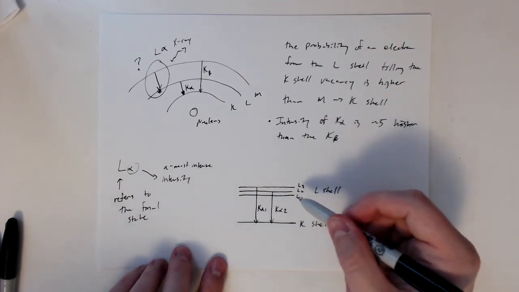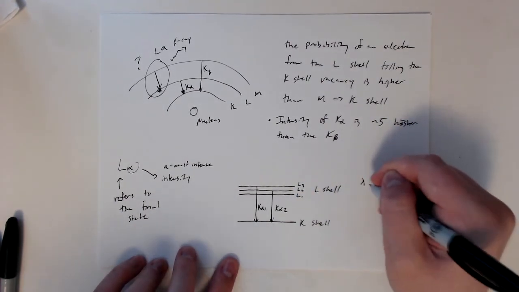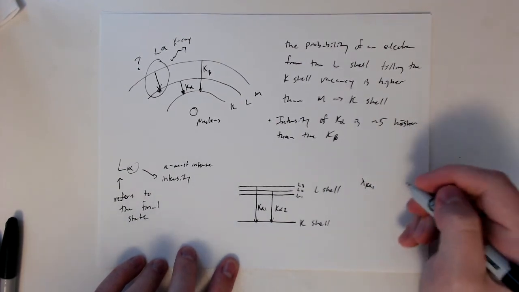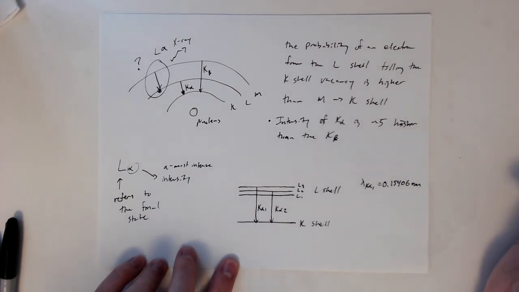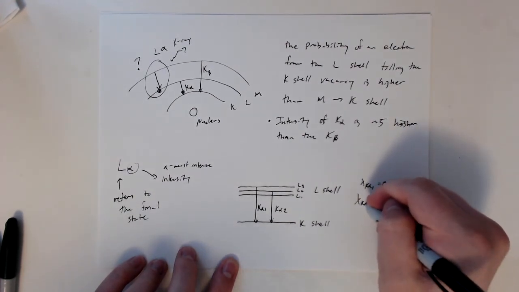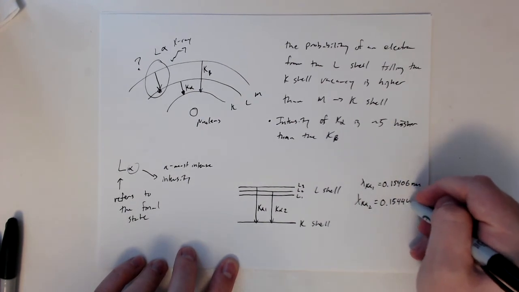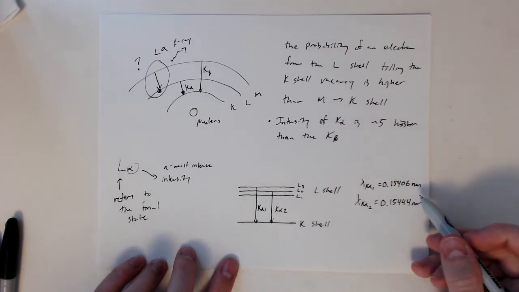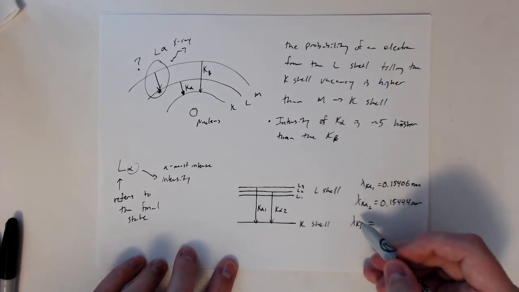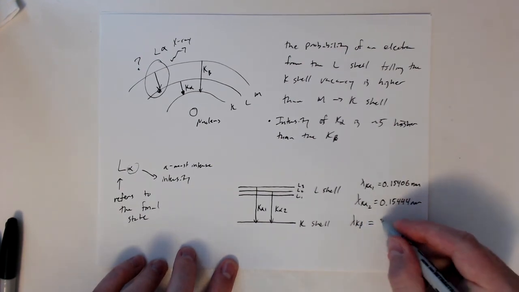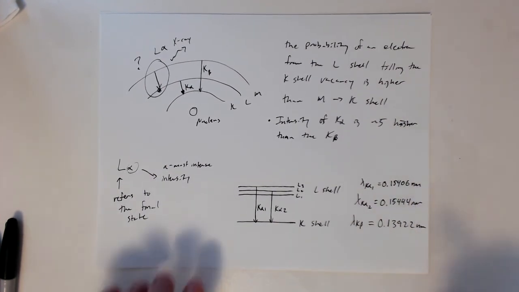They're very close in energy, so I've exaggerated it here. If you want to get an idea of the various wavelengths, the wavelength of K alpha 1 has a value of 0.15406 nanometers. K alpha 2 has a wavelength of 0.15444, so you can see that they're really close. There's not that much difference. In comparison, the wavelength lambda for K beta has a value of 0.13922, so much different than how similar these two are.